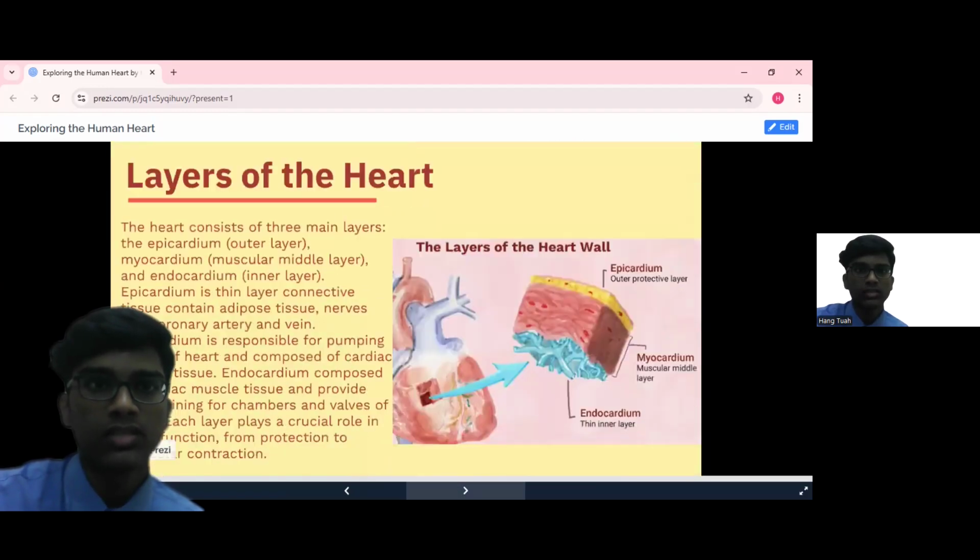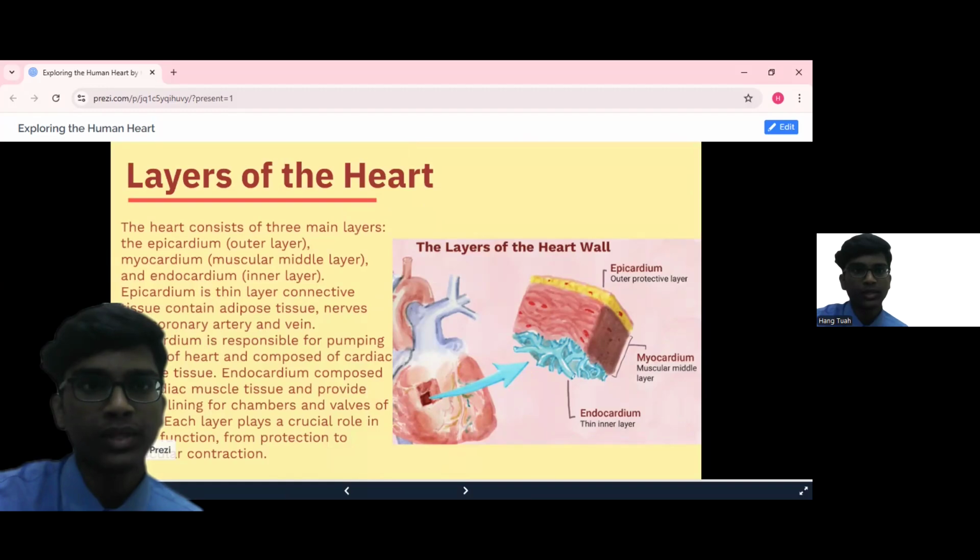Now, let us look at the layers of the heart. The heart consists of three main layers: the epicardium, which is the outer layer, myocardium, the muscular middle layer, and the endocardium, the inner layer. Epicardium is a thin layer of connective tissue, containing adipose tissue, nerves, and coronary arteries and veins.